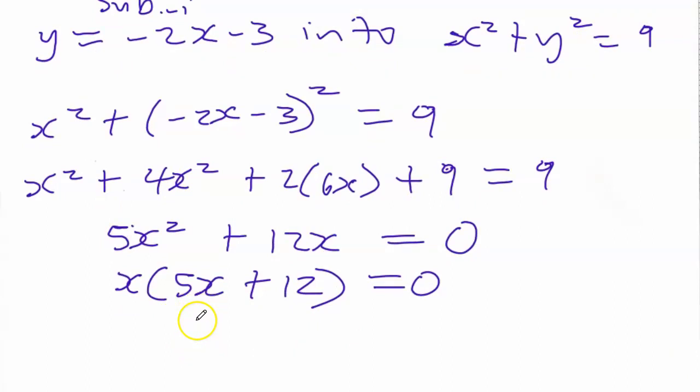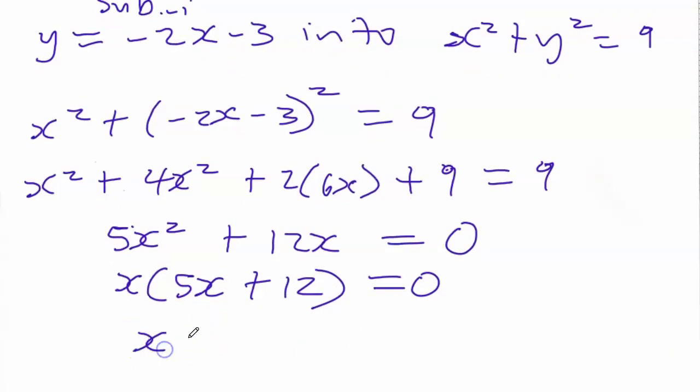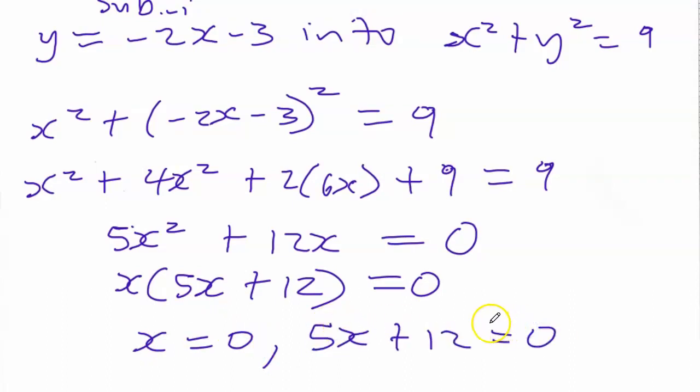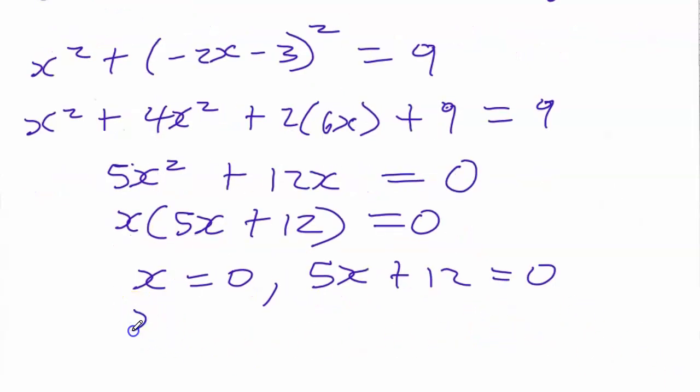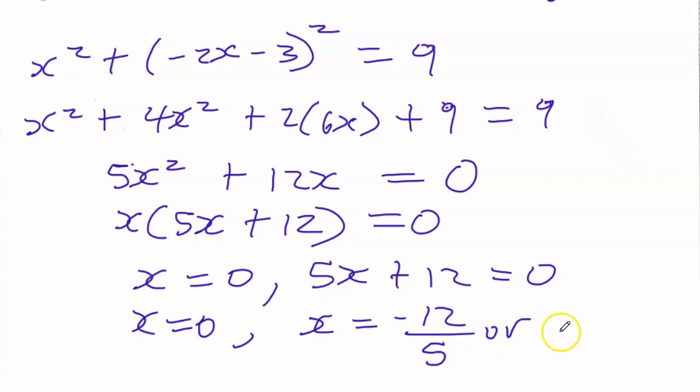So we'll have x equal to 0, and 5x plus 12 is equal to 0. If I solve this, subtract 12 from both sides, divide both sides by 5, x equals minus 12 over 5, or that's minus 2.4 or something like that.